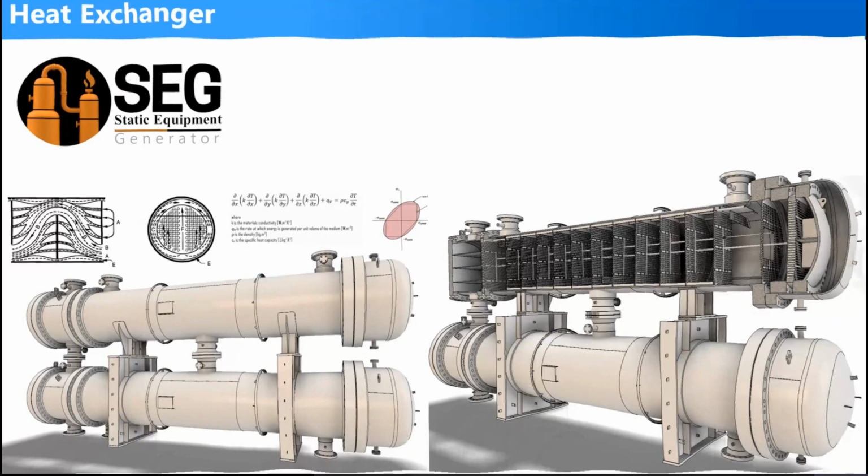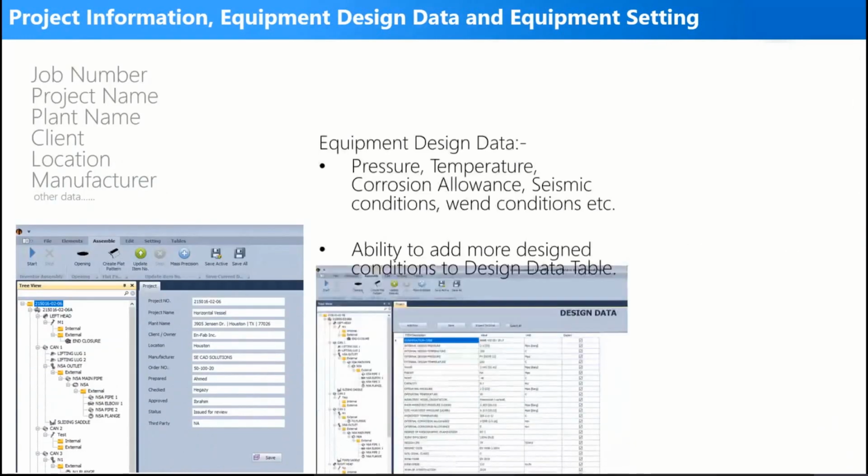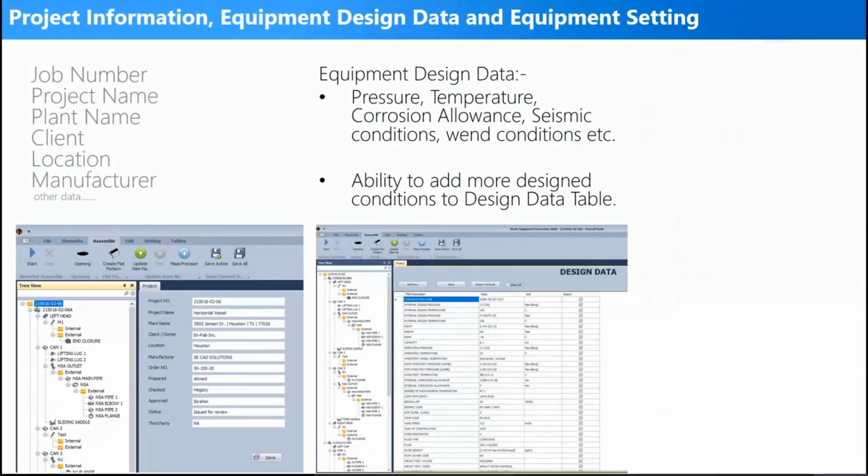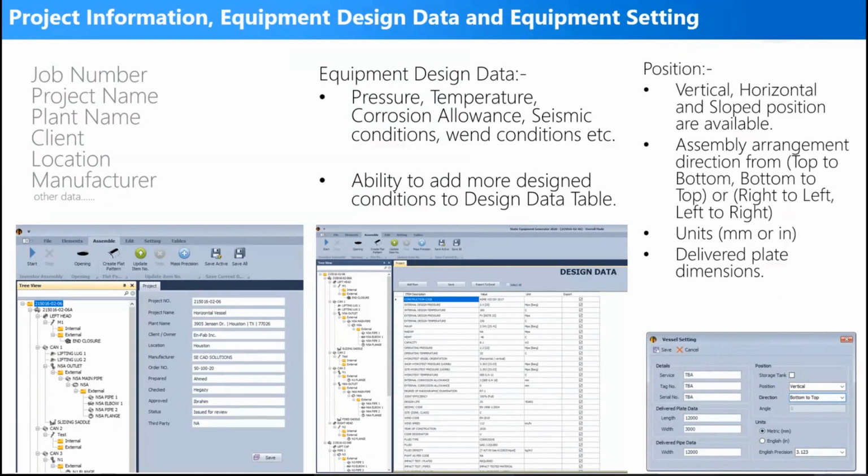In SEG software, we depend on the construction tree. In the SEG tree, you will build your equipment, and in this tree, you will define the equipment and each element inside this equipment. We have different levels on the tree. The first level is the project level.